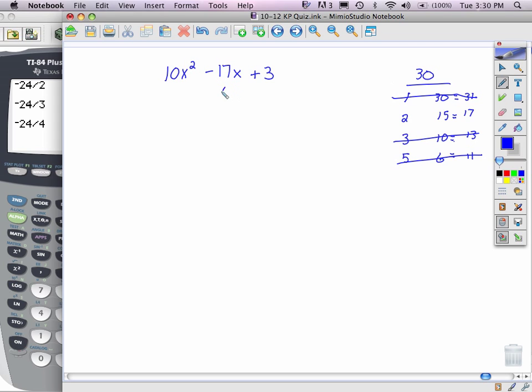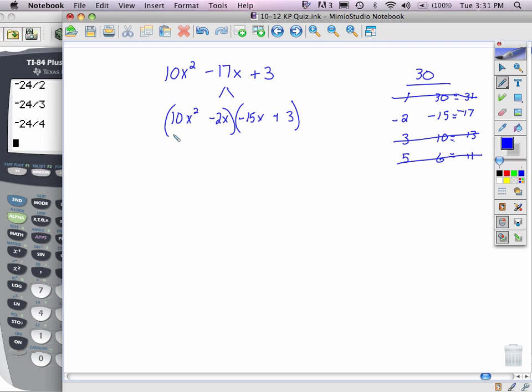Now, negative 17 and 17, you notice that there's probably a connection there, and there is a way that I can rewrite this negative 17x. But if I'm going to change this positive 17 to a negative 17, I have to change the signs of the other two numbers. We noticed that in the last problem. Now, what I end up getting is 10x squared still, and I can rewrite this negative 17x as a negative 2x and a negative 15x. And I still bring down that plus 3.